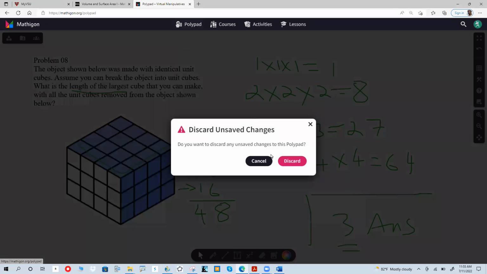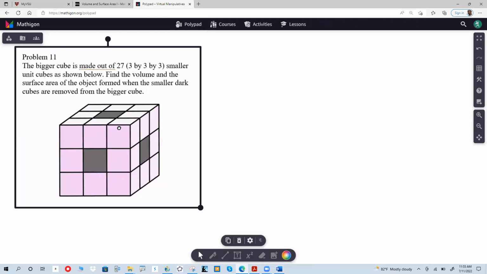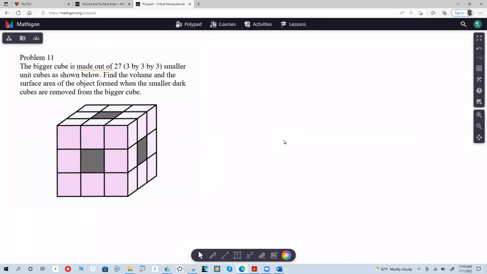All right, here we go. The first difficult problem. The bigger cube is made with 27 3 by 3 by 3 smaller unit cubes. So the pink cube and the gray cubes are unit cubes. Find the volume and the surface area of the object formed when the smaller dark cubes are removed from the bigger cube. Okay, now, a couple of things.